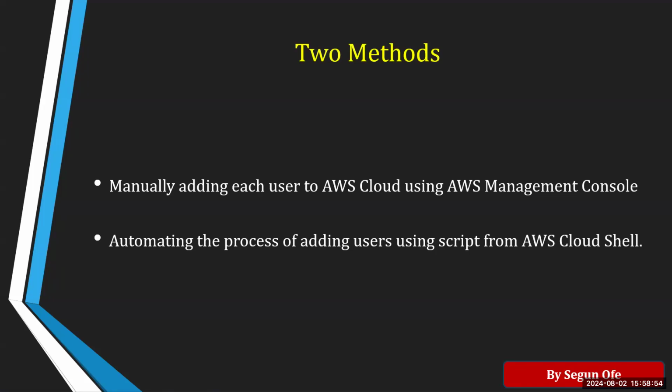So to do this, there are two methods we can use. It's either we add each of the IT users one by one to AWS Cloud, migrate them one by one, or we can automate that process. If we want to add them one by one, that will take a lot of time, because the request is urgent. So we have to think of an efficient method, and the efficient method is the second method, which is automating the process of adding users using scripts. We want to use scripts to automate this process.